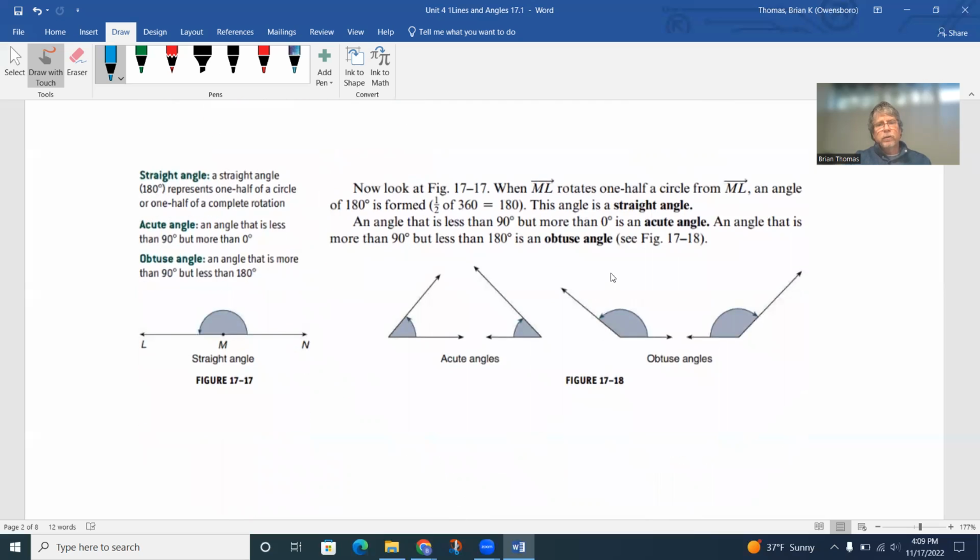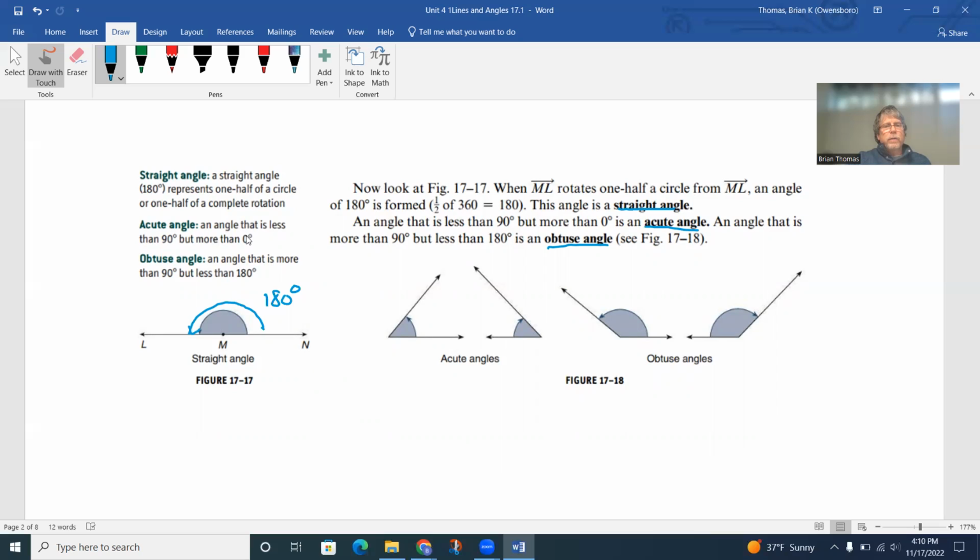Some other vocabulary words are straight angle, acute angle, and obtuse angle. A straight angle measures halfway around a circle, so it's like a semicircle. In other words, this is defined as a 180-degree rotation. So a straight angle represents 180 degrees, or half of a circle, or 1/2 complete rotation.